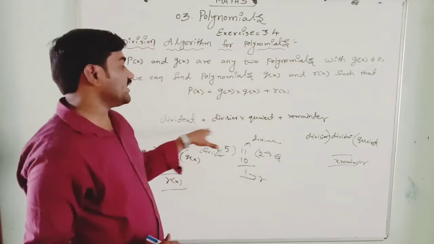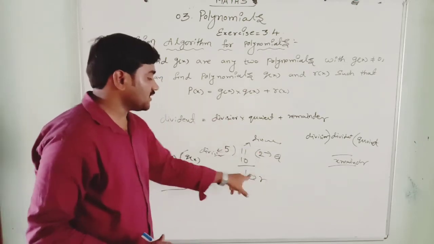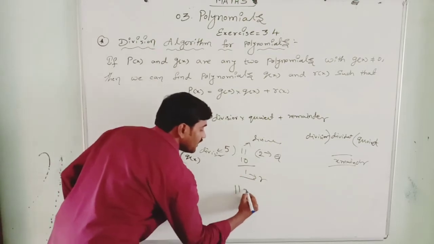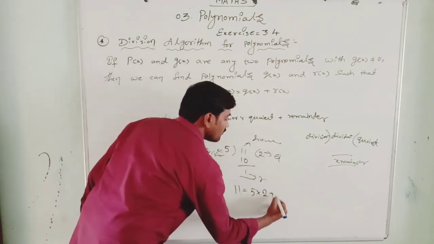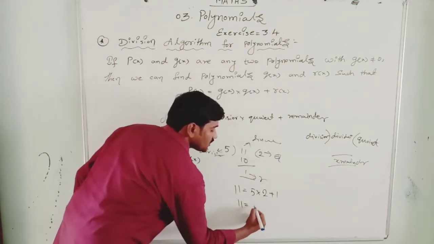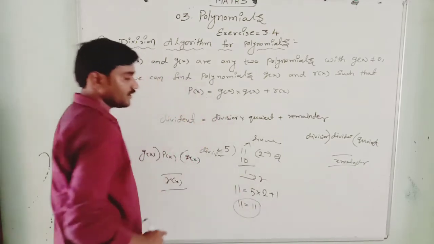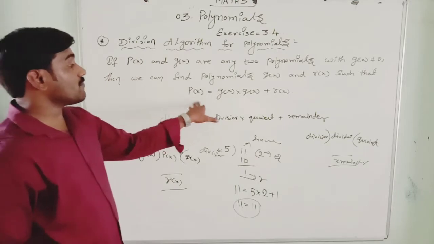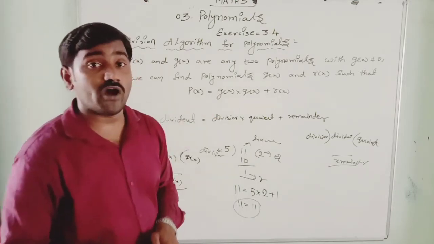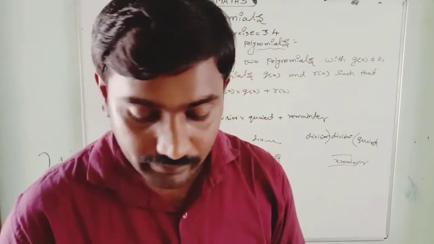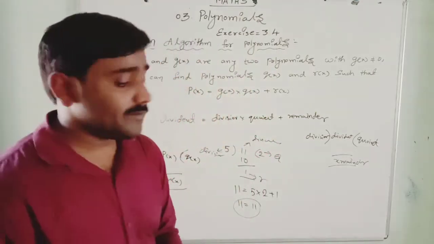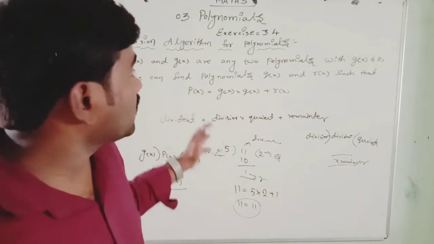That means dividend equals divisor into quotient plus remainder. How do we get the 11? 11 we get by divisor 5 into quotient 2 plus remainder. See, 11 equals 5 2s are 10 plus 1, 11. It will be balanced. So always remember p of x equals g of x into q of x plus r of x. Based on this content, we'll be having problems in this exercise number 3.4.